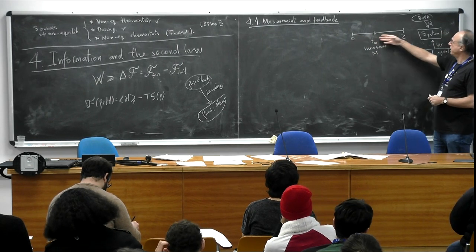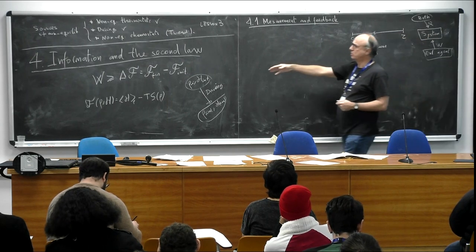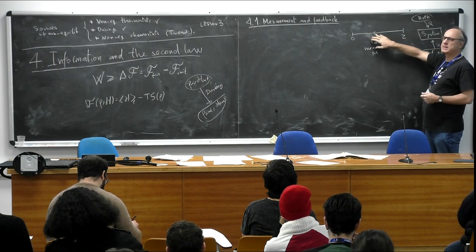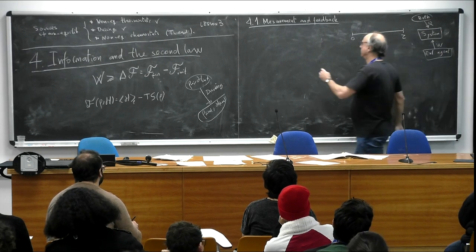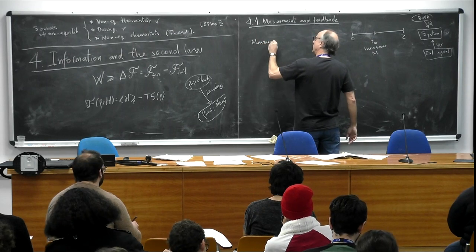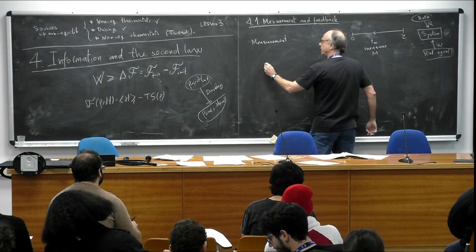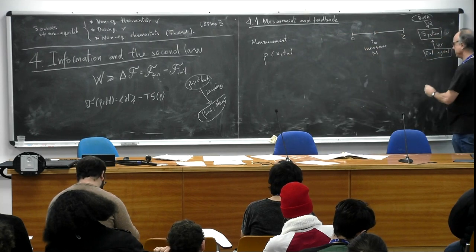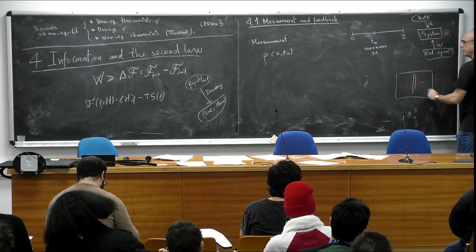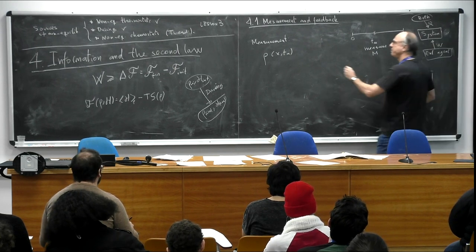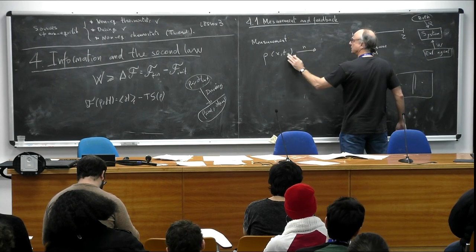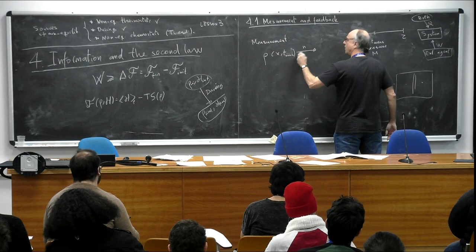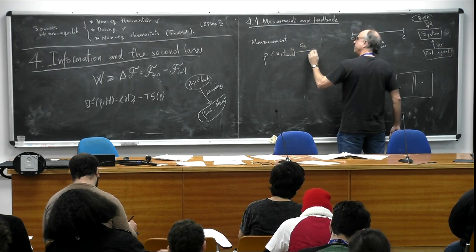In principle, I could apply this law to everything, but here something happens. Here, in the measurement, I have a probability distribution. For instance, in the case of the Stirling engine, the particle can be everywhere. And if I measure, I obtain an outcome of my measurement, let me call this m.